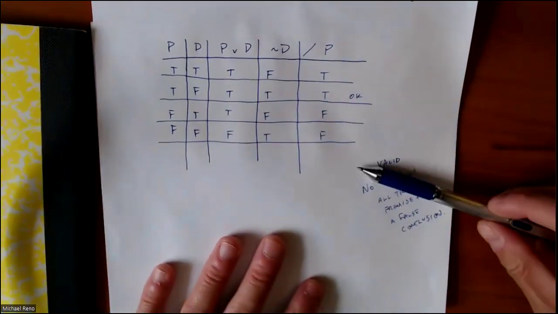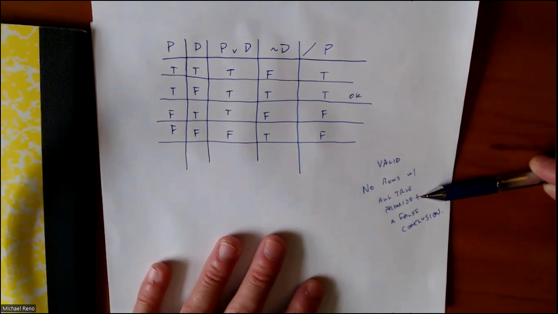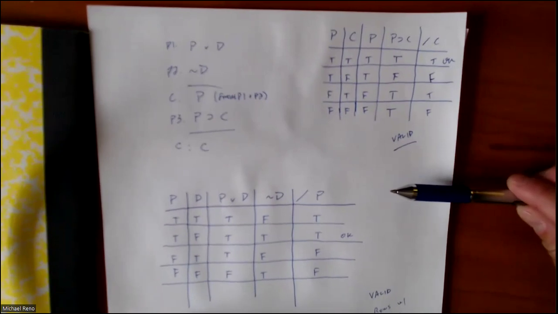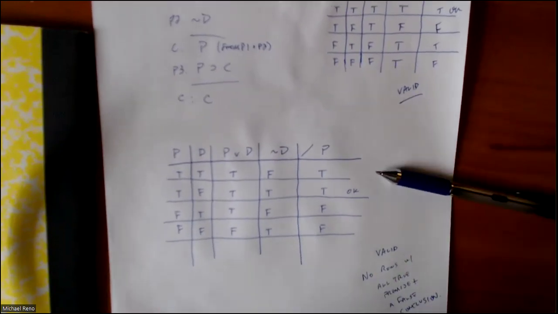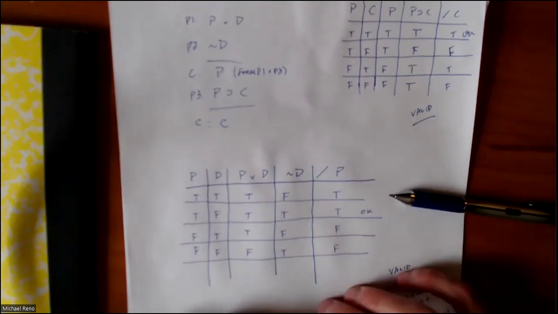Why? For the exact same reasons that we have given below for the first argument: no rows with all true premises and a false conclusion. Whenever you've got an argument and there are no rows with all true premises and a false conclusion in a truth table like this, you know that you have a valid argument.